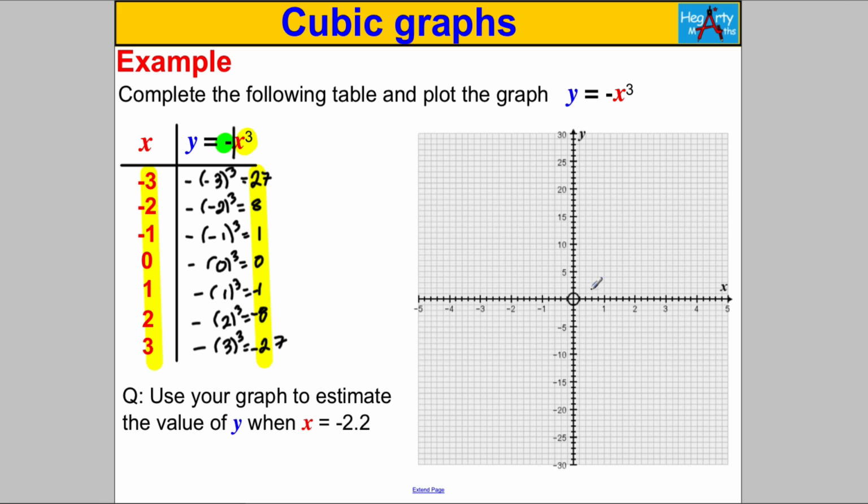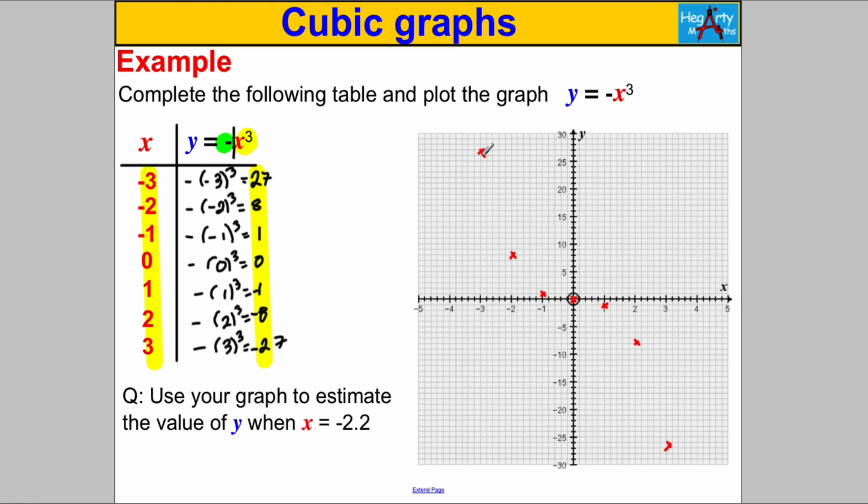So let's just plot these. -3 with 27, so it will be about here. -2 with 8, so it would be out here. -1 with 1 would be here. 0 with 0 would be here. 1 with -1 would be here. 2 with -8 would be here. And 3 with -27 would be there.